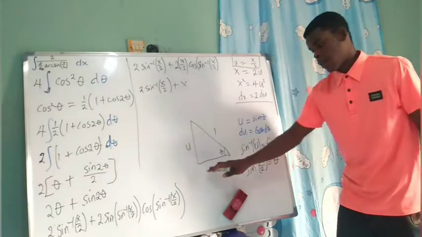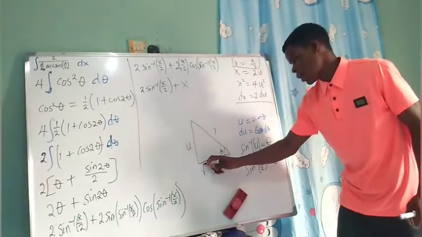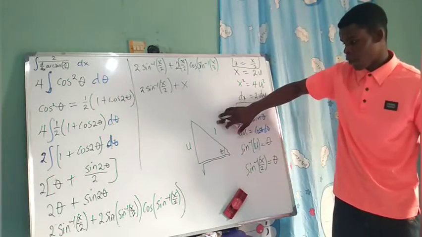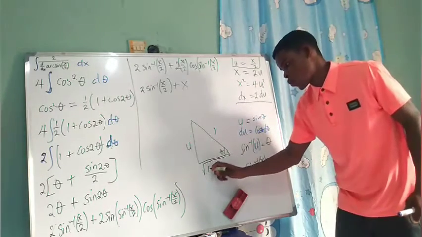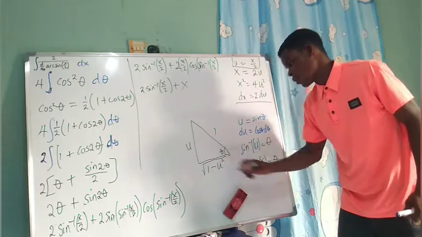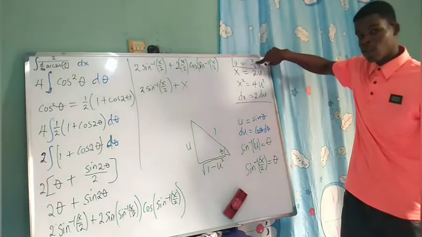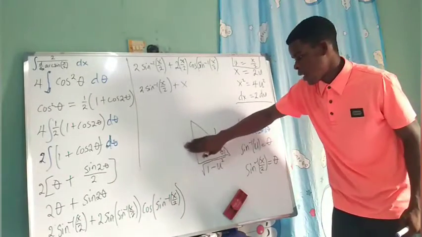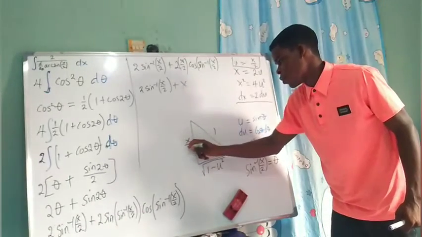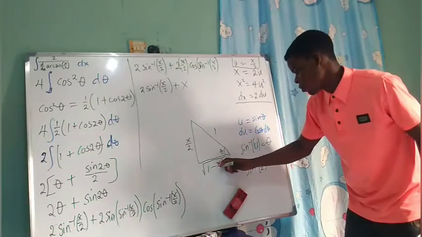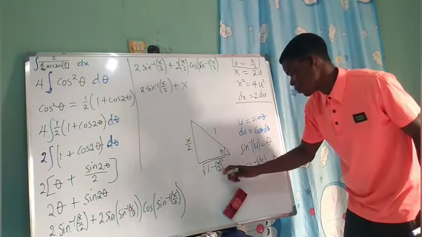What will become of our other side? Well, it's just going to become the square root of the square of the hypotenuse minus the square of this. That is 1 squared minus u squared. Where our u is what? Where our u is just x over 2, we can have it to be x over 2 in place of u. We can just have this to be x over 2, like that.